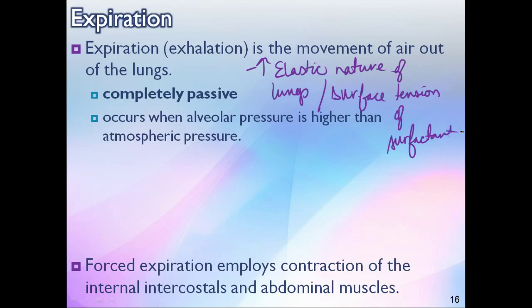Okay, both of those two characteristics will naturally cause the alveoli to return to their original size and their original volume. Once they return to their original volume, the extra air causes an increase in pressure above atmospheric pressure, causing the air to flow out of the alveoli and out of the lungs.